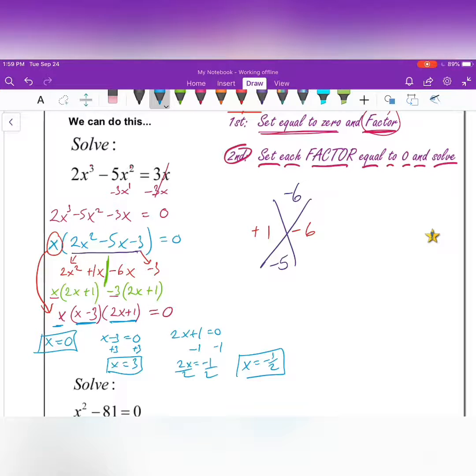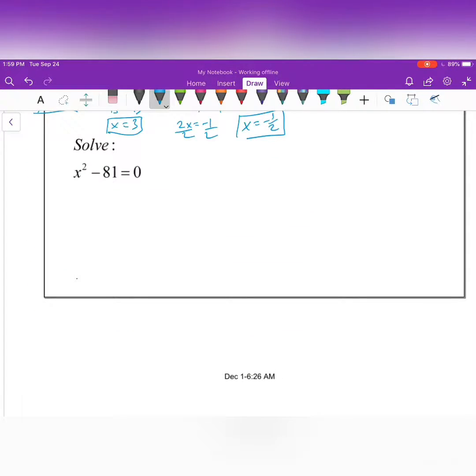Had 3 answers, and it was an exponent of 3. That's actually going to happen each time. Our next example is actually pretty quick. This is a difference of perfect squares, so we can jump straight to that. It's already set equal to 0, so this is good. So x plus 9 and x minus 9 is how this one works, because x times x is x squared, and 9 times 9 is 81.